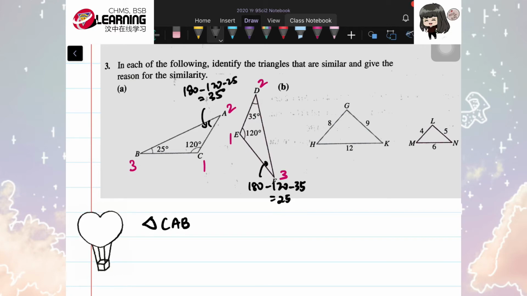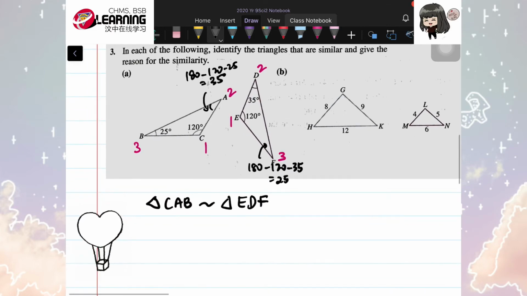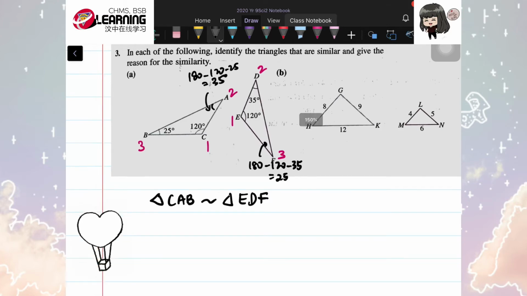So if my order here is 1, 2, 3, CAB, so this one my order will also be 1, 2, 3. So it's triangle EDF. If your order is 3, 2, 1, which is BAC, then the other one which is 3, 2, 1 means triangle FDE. Either one also can, we accept. 2, 3, 1 also can, 1, 3, 2 also can. It's up to you.